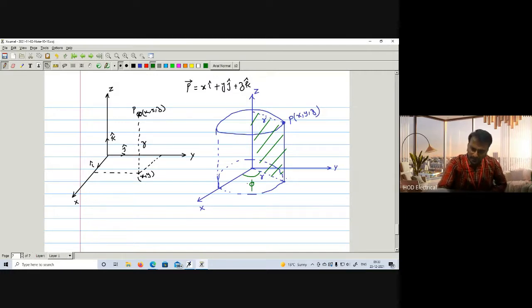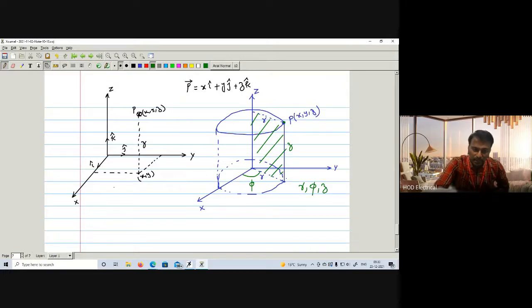So if the phi, based on that, we can say from this x-axis, this angle, the point of projection in this xy plane will be at an angle of phi, and with the radius of distance r, and with the height of distance z, we can have this point. So we have the variables in the cylindrical coordinate system: r, phi, and z.